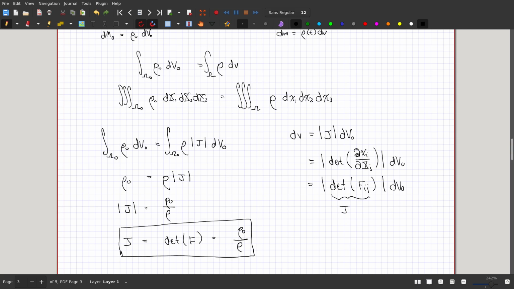Sometimes we talk about incompressible materials. What does that mean? Density doesn't change. So what is this fraction? 1. So for incompressible materials, the determinant of F is equal to 1.